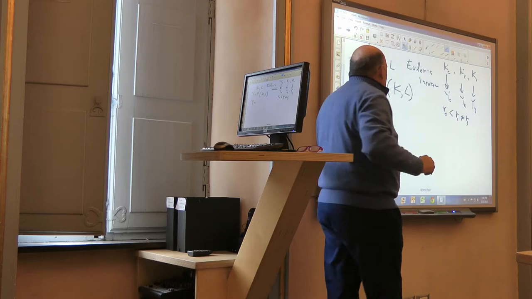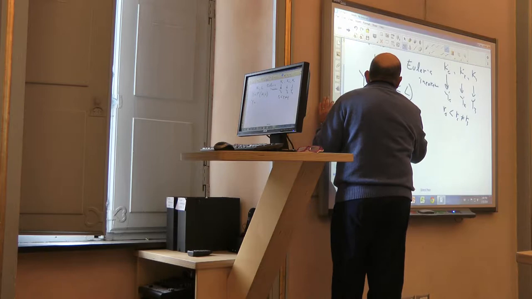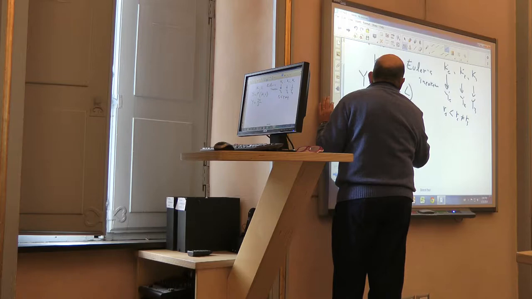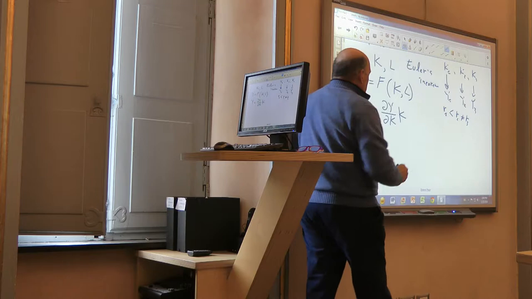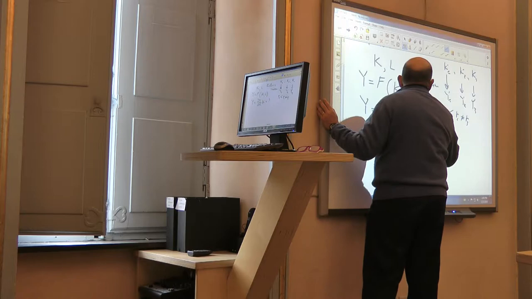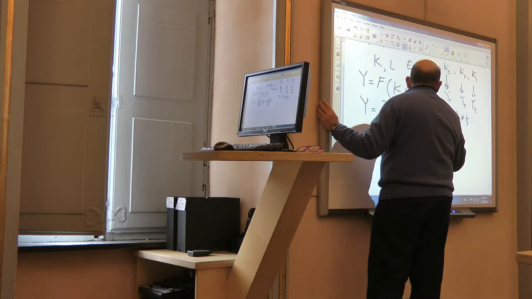So it takes the form of the partial derivative of output over the partial derivative of capital, multiplied by the capital available in the economy. And the same thing to do with labor: the partial derivative of output over labor, multiplied by labor.